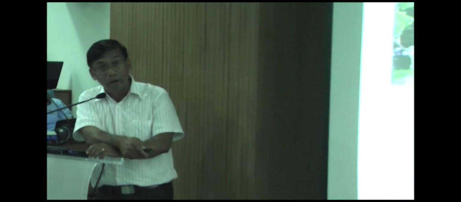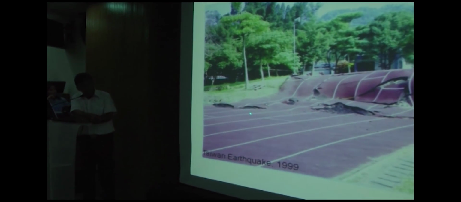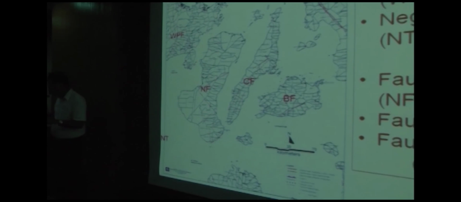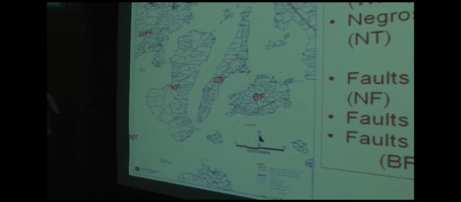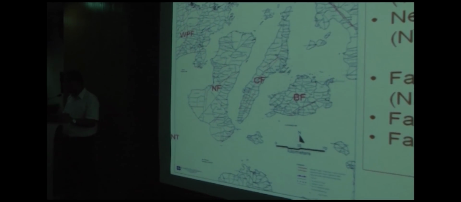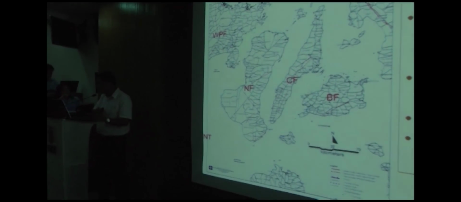The other type of fault would be a vertical one. This is a reverse fault, where one block moved up relative to the other. This is a track and field area. This is not hurdles, but actually the track. This happened in Taiwan. So given this, where would you think the fault in Cebu would pass through?